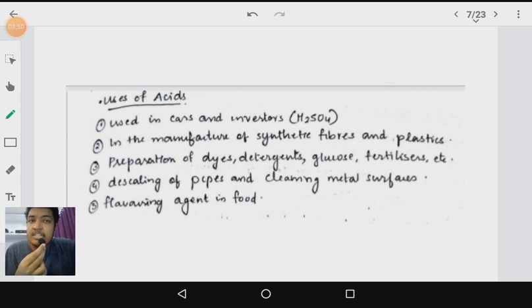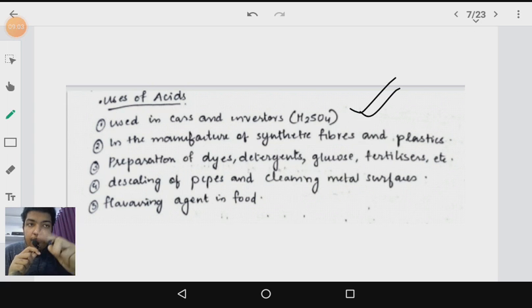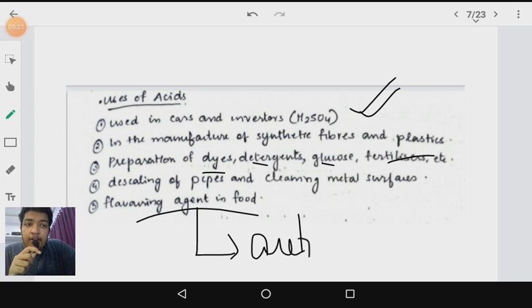Now let us look at some of the important uses of acids. First, it can be used in cars as well as inverters, and that is sulfuric acid. Second, it is used in the manufacture of synthetic fibers as well as plastics. Third, it is used in the preparation of dyes, detergents, glucose, fertilizers, etc. It is used for descaling of pipes and cleaning metal surfaces, and it can also be used as a flavoring agent in food, such as acetic acid or vinegar. It can also be used as a preservative in food for preserving the food for a longer duration.